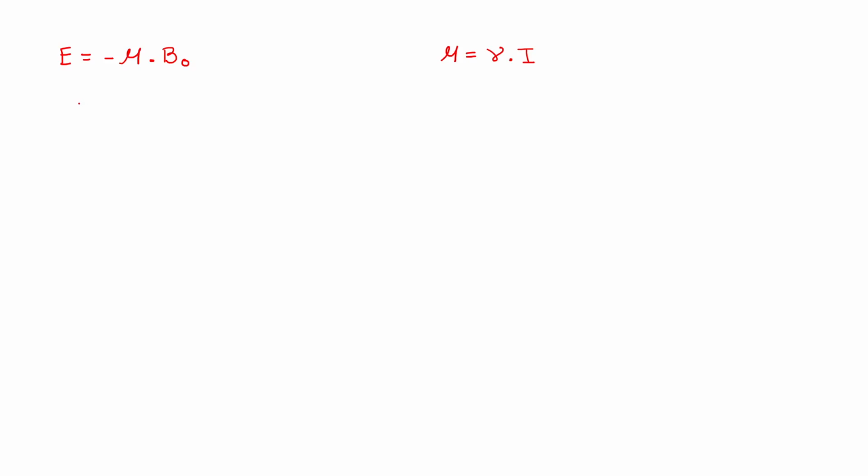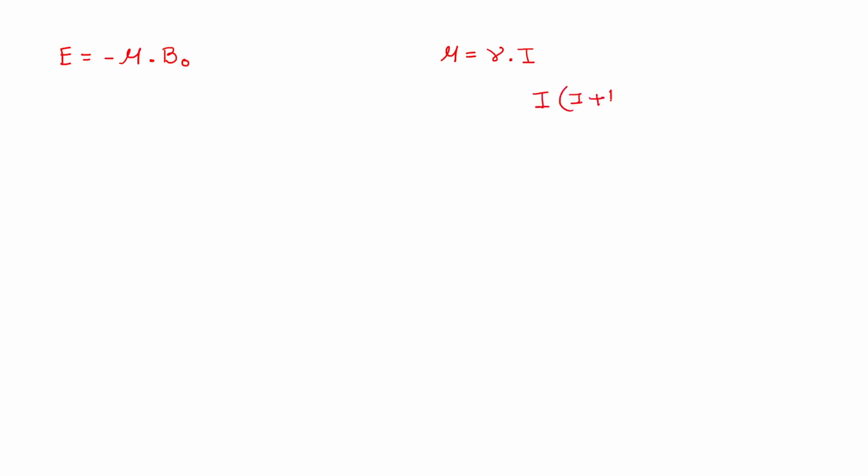So what is the nuclear quantum number for a proton? It is half. So I is half. Then what is the length of that orbital angular momentum vector? It is root over I into I plus 1, times h bar.